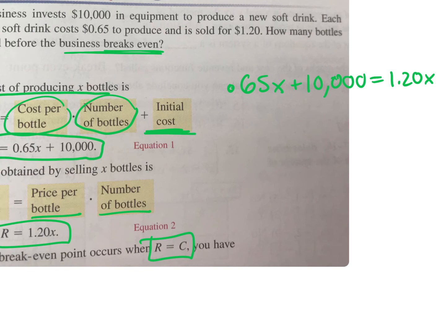Revenue is how much money is coming in. So each bottle's $1.20, and then if I sell 100 bottles, I would multiply that by 1.20 to see how much money is coming in. But this is profit, basically.